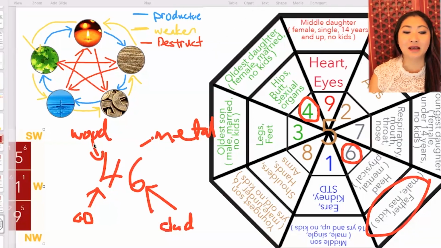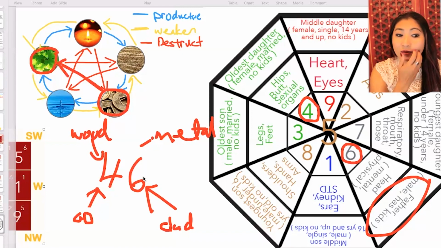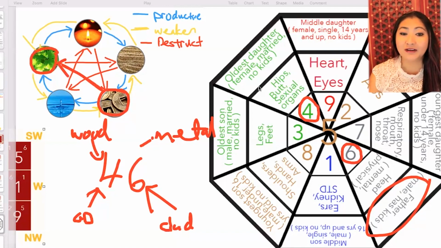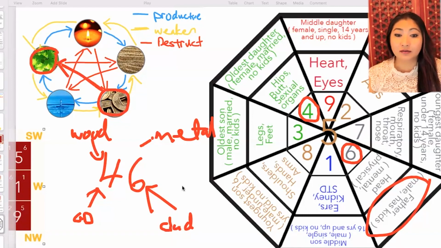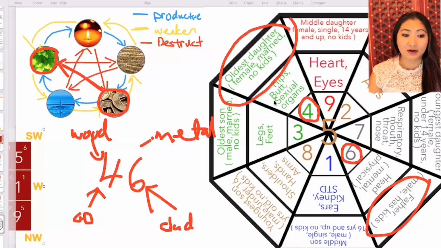Okay, so 6 being metal and 4 being wood, what does metal do to wood? If you look at this, metal destroys wood, right? So therefore, a room that has the energy of 4, 6 would be bad for the oldest daughter, female, married, no kids. So there are homes where it's multi-generational, right? So the relationship between that daughter, so married female with no kids, would not be harmonious with the father, the patriarch in that household. So you either don't put the father in that room or you don't put the person in the household that falls under the oldest daughter category.